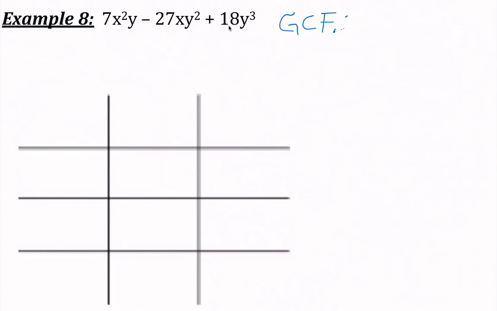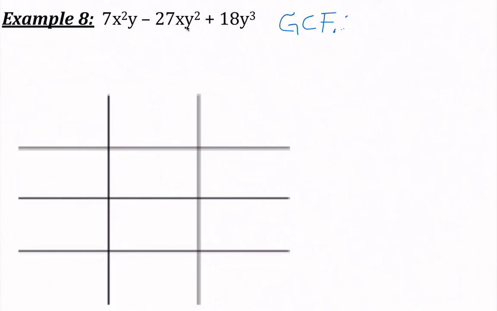7, 27, and 18. I don't have to worry about that negative thing because this first term is not a negative, so I don't have to worry about factoring out a negative. So I'm looking at 7, 27, and 18. If you want to use your calculator, type in the two smallest ones. The calculator will tell you the only number that goes into 7 and 18 is a 1. If 1 is the only thing they have in common, we don't really worry about it. Every number has 1 in common. So let's move on to variables.